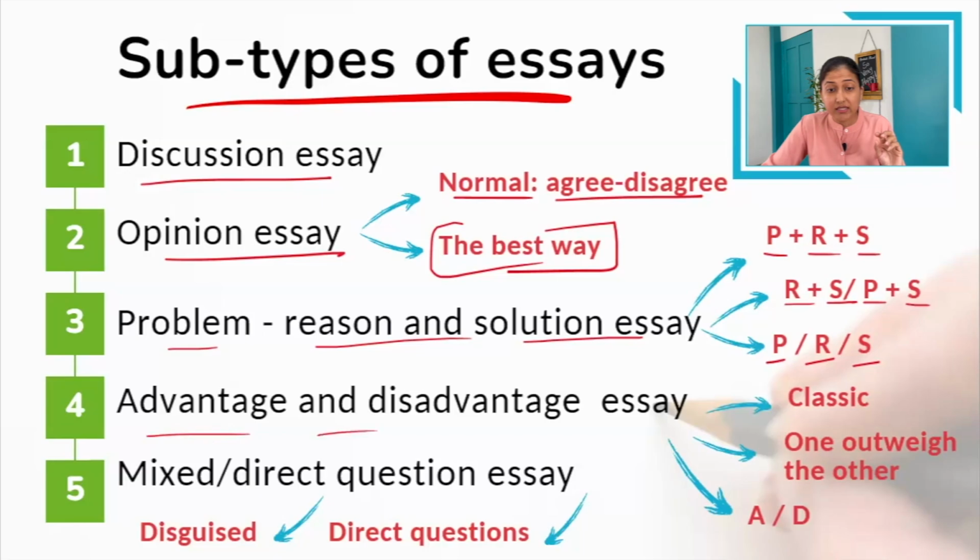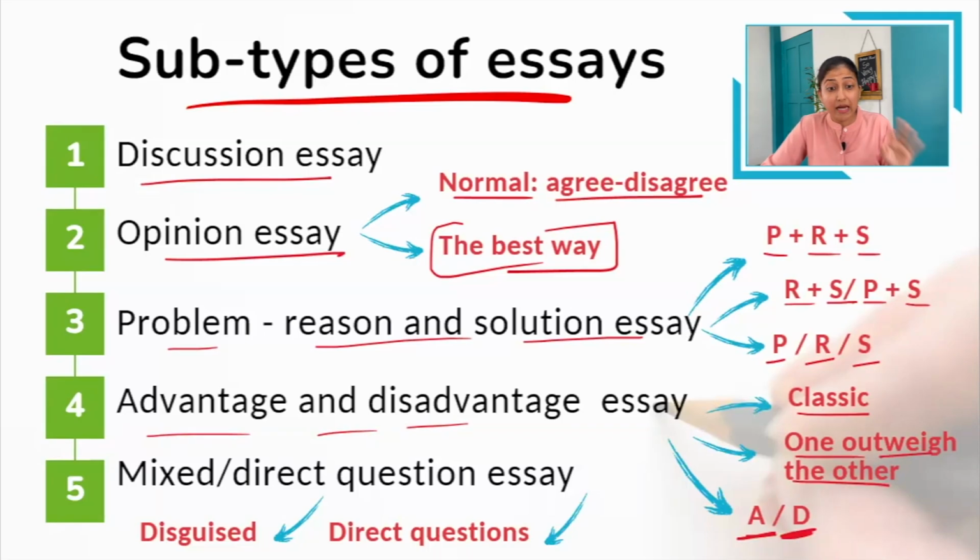Next, advantage and disadvantage essay. Here we saw that one classic way, what are the advantages and disadvantages? But then we also have something like one outweighing the other. Remember, the advantages outweigh the disadvantages, correct? We can also have, rarely though, we can be asked only for advantages and or only for disadvantages, which again would be kind of advantage disadvantage essays.